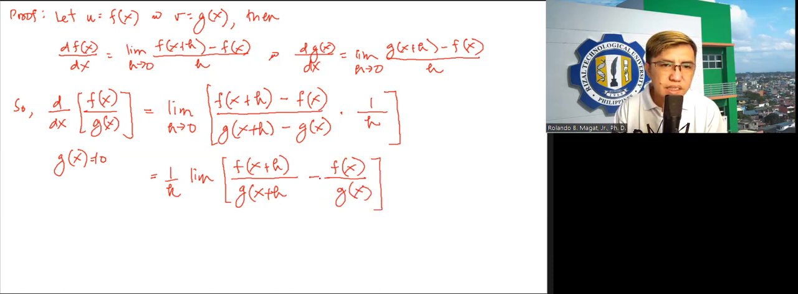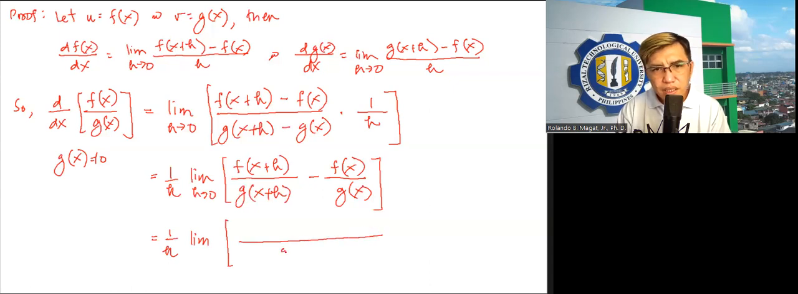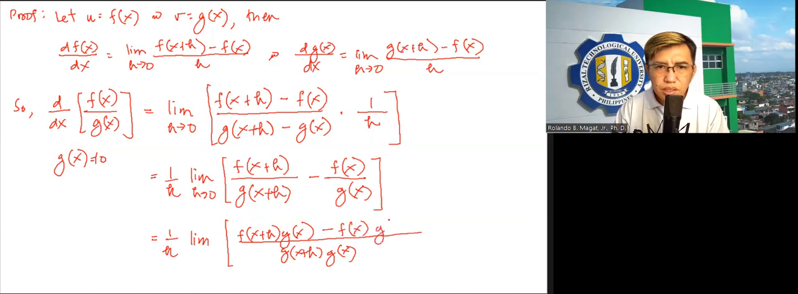And then the next is to simplify. Let's simplify, as h approaches 0. This is 1 over h, the limit of, our LCD, the least common multiple of the denominators, is g of x plus h times g of x. So what I have here is f of x plus h times g of x minus f of x times g of x plus h.